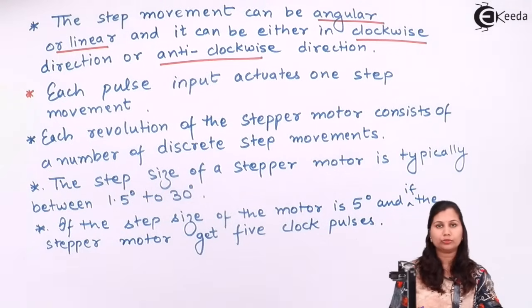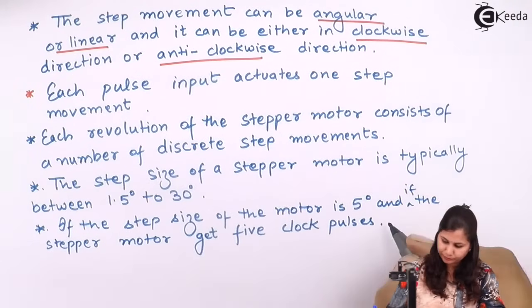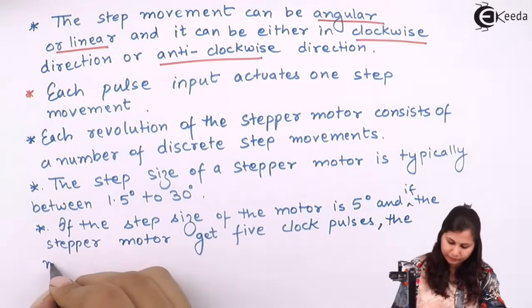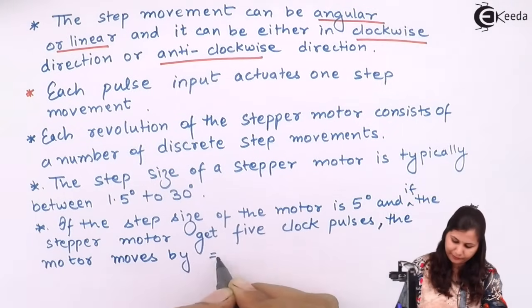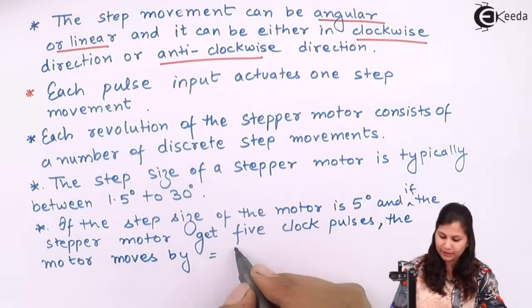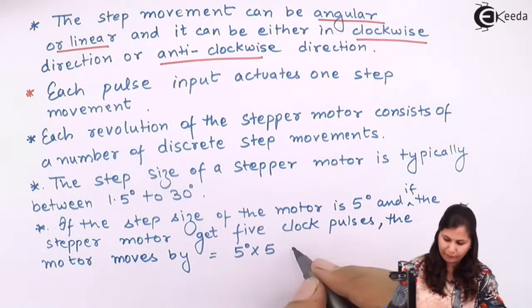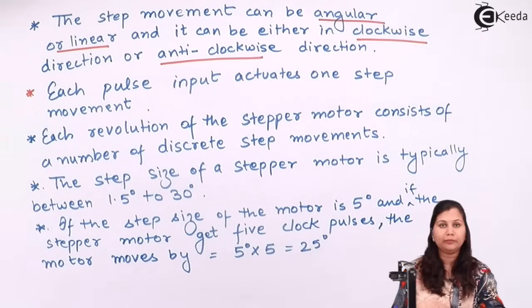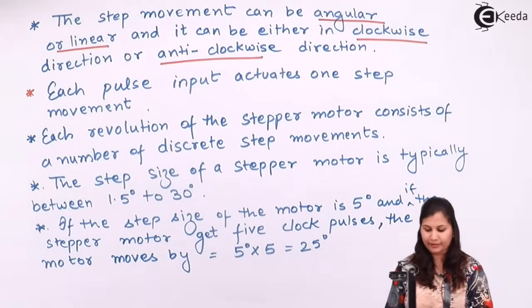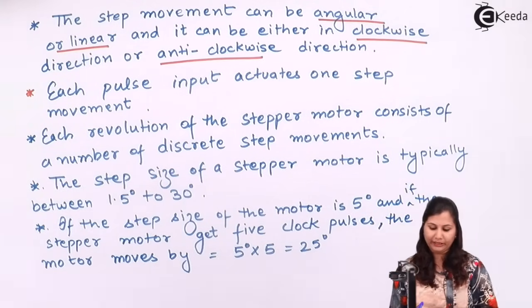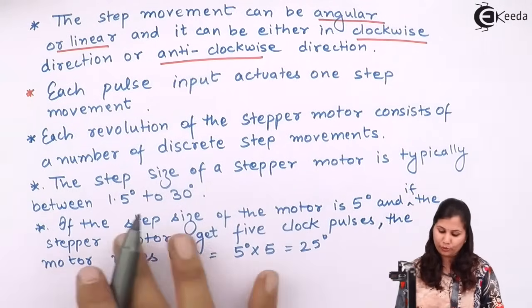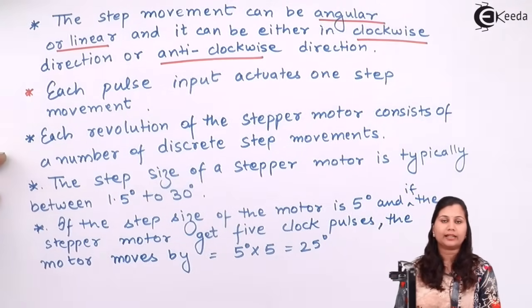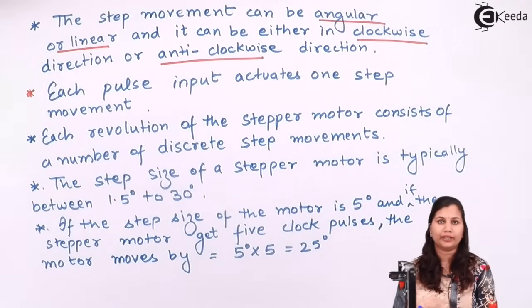Now if the input to the stepper motor is 5 clock pulses, then the complete rotation of the motor will be 5 degrees into 5 clock pulses. So the motor will move by 25 degrees. So the angle of rotation will be 25 degrees for a stepper motor with a step size of 5 degrees. In this way, we will calculate how much the stepper motor is moving.